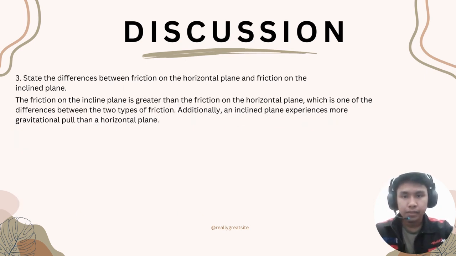For the third discussion, state the difference between friction on the horizontal plane and friction on the inclined plane. The friction on the inclined plane is greater than friction on the horizontal plane, which is one of the differences between the types of friction. Additionally, an inclined plane brings more gravitational pull than a horizontal plane.